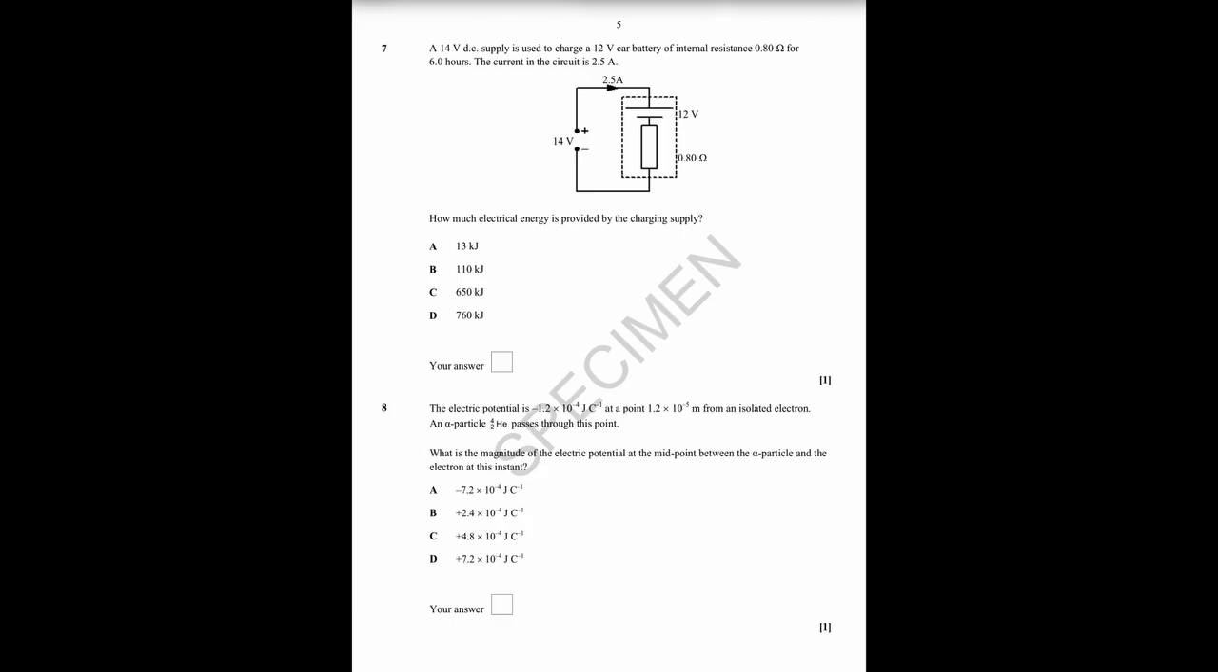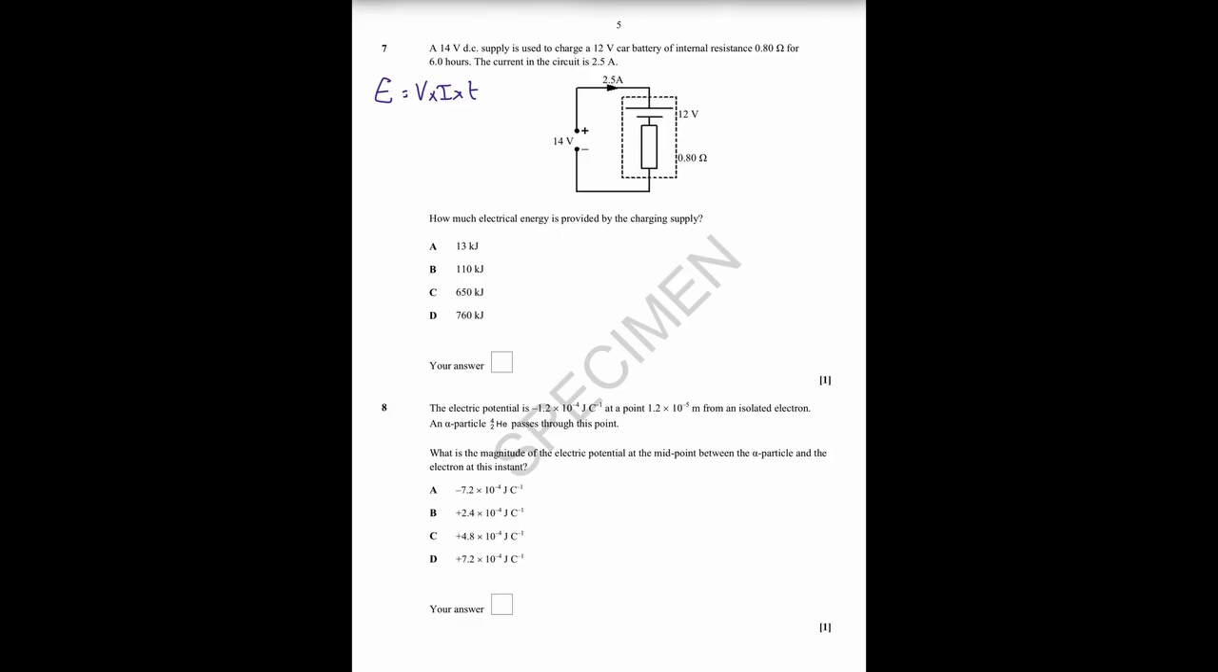Again, not really. Well, it's a series circuit, so I know that the current going through the whole thing is going to be the same. So I can kind of just get on with the question, really. So how much electrical energy is provided by the charging supply? Well, what's the formula for electrical energy from the things that I've got? Well, I know that electrical energy is V times I times T.